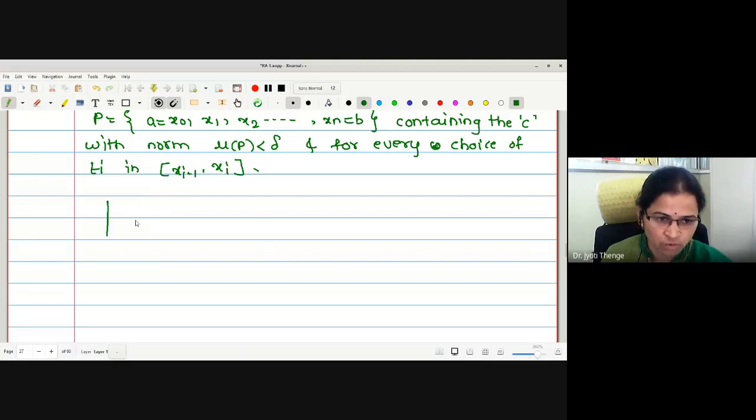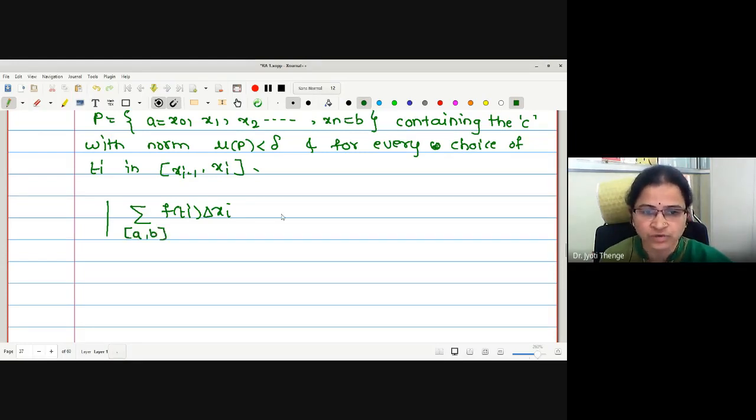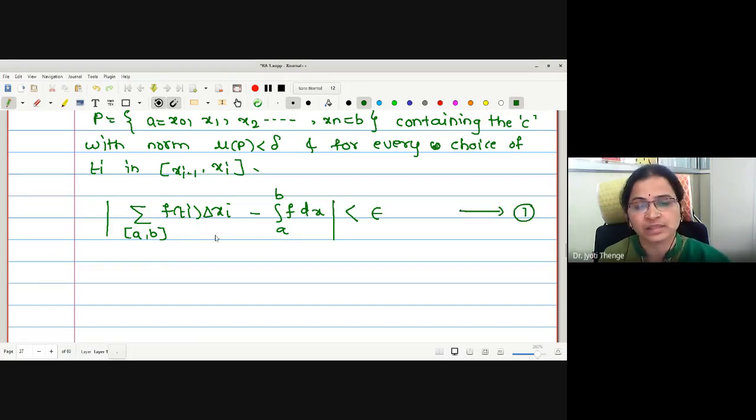Just look at how I am writing. This is the summation of f of pi into delta xi. This is S(P, f), but it is now taken on the closed interval A to B, minus integration a to b f dx, is less than epsilon. Let me call it statement number 1. What this statement tells me is that the function f is integrable on the closed interval AB.